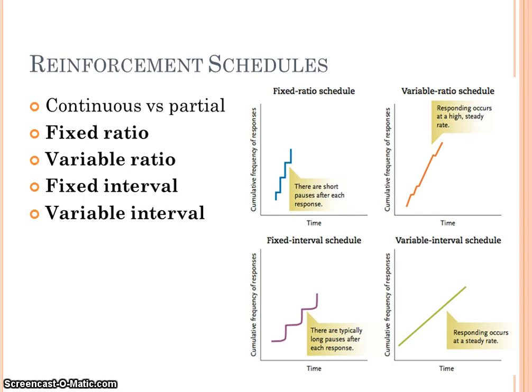A fixed interval and variable interval deal with time. So a fixed interval schedule is a set amount of time that passes before we can get rewarded. An example of a fixed interval schedule would be getting a paycheck every 2 weeks. Every 2 weeks that passes, you get rewarded with a paycheck. Whereas variable interval, we don't know how much time has to elapse before we get rewarded.